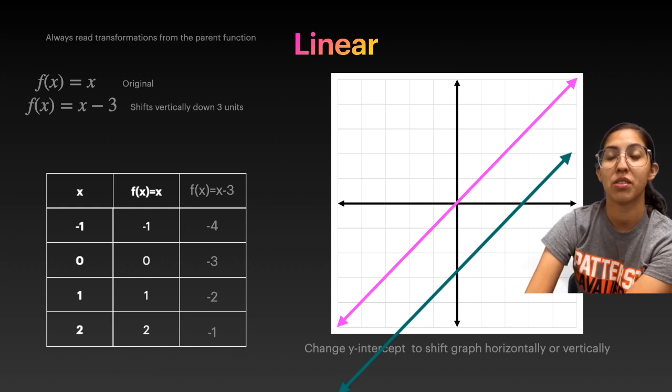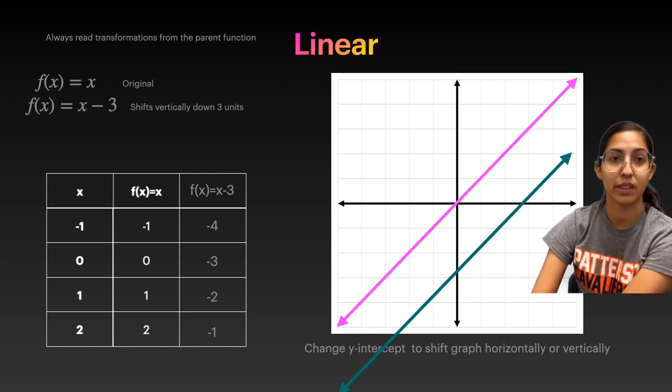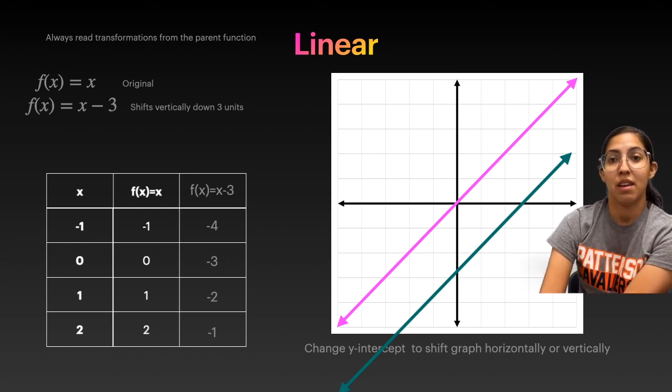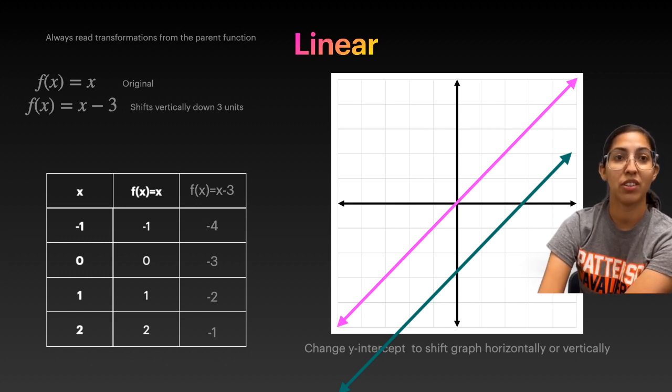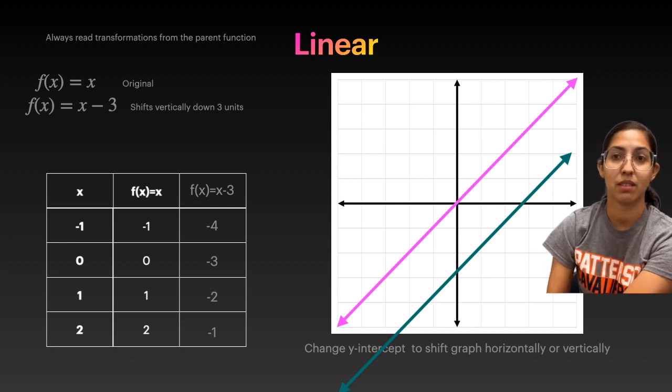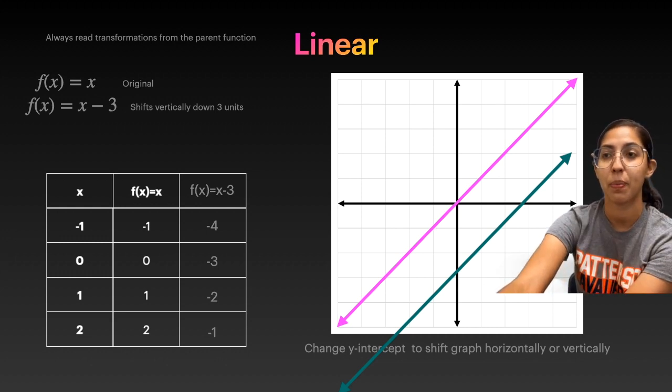Always read transformations from the parent function. So if they just ask you f of x equals x minus 8, how did the graph move? You have to just assume that they mean from the parent function. So the original was f of x equals x, and it would shift down 8 units. And that's all there is to that.